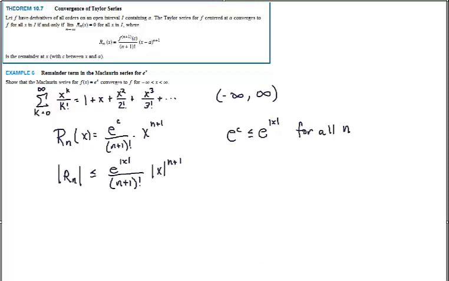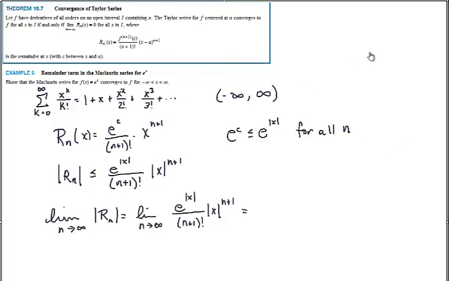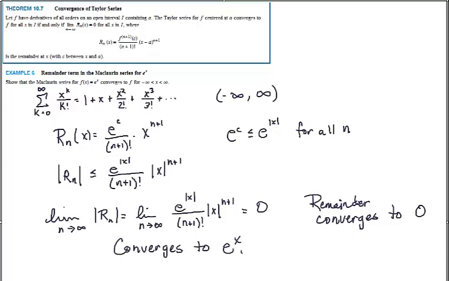And now if we hold x fixed, we can find the limit of this remainder, this nth term of the remainder, as n goes to infinity. Looking at this limit, I'm going to see that this doesn't depend on n, but this does. And the bottom is going to get bigger faster than the top, so this thing is going to 0. This means that this Taylor series is converging to e to the x, which is what we want. We want it to converge to e to the x because that's what it's representing.